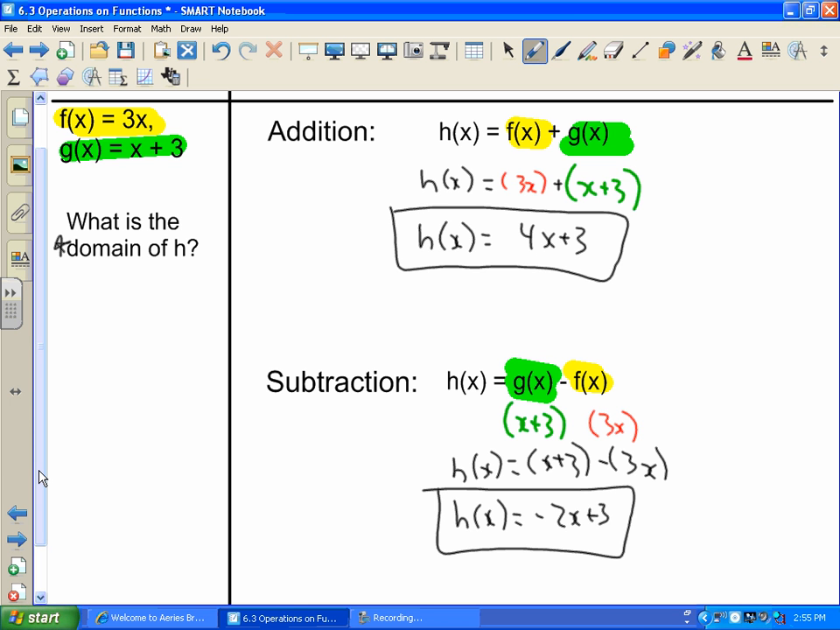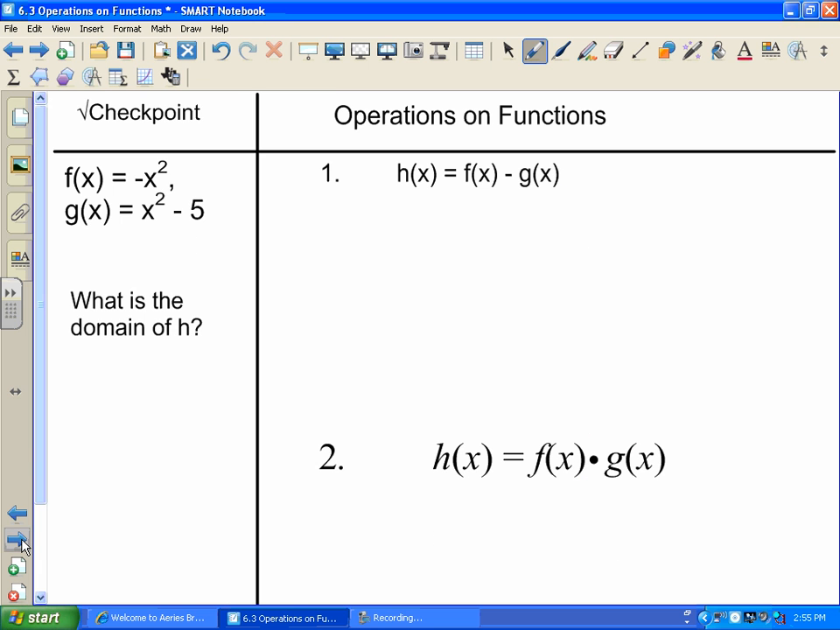All right, next problem. I want you guys to pause the video right now and do these two problems. I will be looking for the solutions to these two problems when you come to class, in addition to your notes. So you're to pause the video, do the problems on your own, and bring the problems completed to class tomorrow.